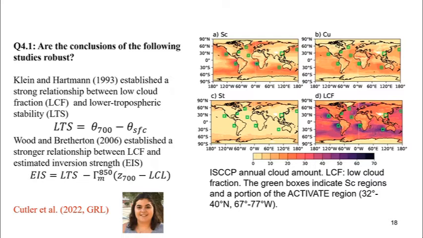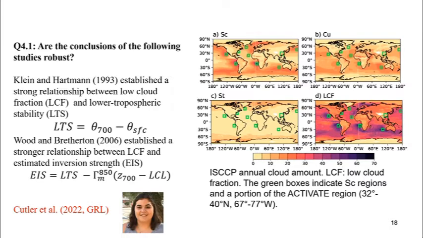And for our understanding of low-level clouds over the global ocean, 2 papers are very influential. The first paper is by Klein and Hartmann in 1993, which established a strong relationship between LCF, low cloud fraction, and lower tropospheric stability, LTS, computed as the potential temperature difference between 700 hectopascal and the surface. Later, Wood and Bretherton established an even stronger relationship between LCF and estimated inversion strength, or EIS. EIS is simply computed as LTS plus an additional correction.